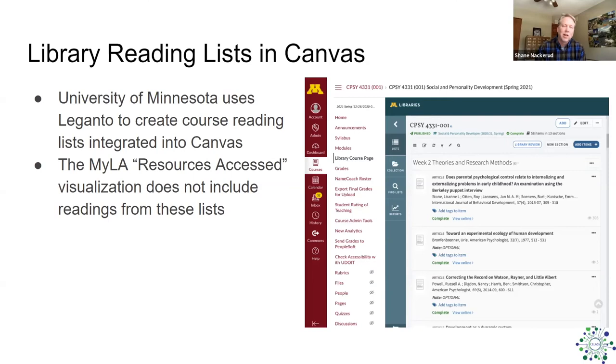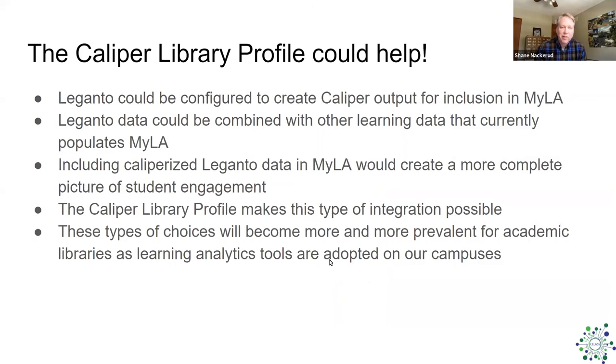So the library Caliper profile, or the Caliper library profile, could help with this. We could configure Leganto to create Caliper output for inclusion into MyLA and again the Unizin Learning Record Store. It could then be combined with other learning data that currently populates MyLA. Obviously, as Megan has already mentioned too, including this will create a more complete picture of student engagement for these courses. And it would then mean that faculty don't have to make that choice between using these tools. The Caliper Library Profile definitely makes all of this integration possible.